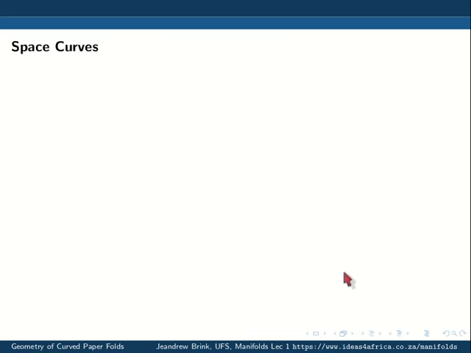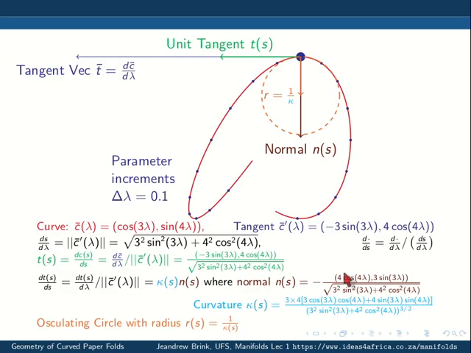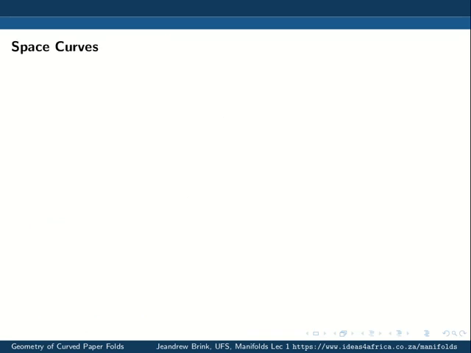Right, so with the paper folding, we have a game of knowing two-dimensional curves and then wanting to see how they transform into three-dimensional ones. Before we do that, let's look at what's possible in 3 dimensions.